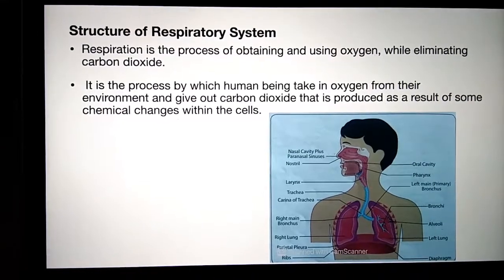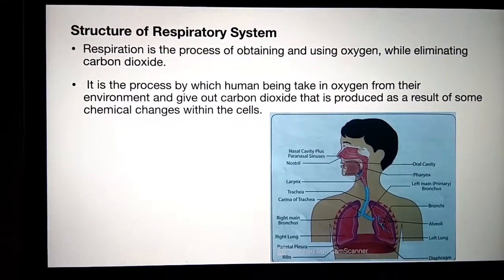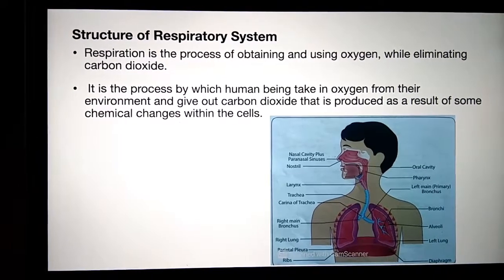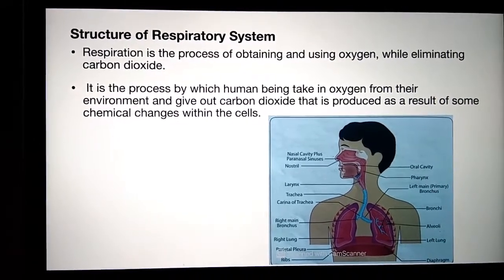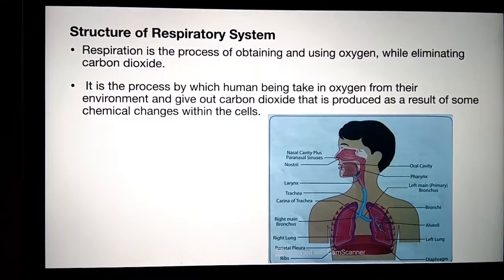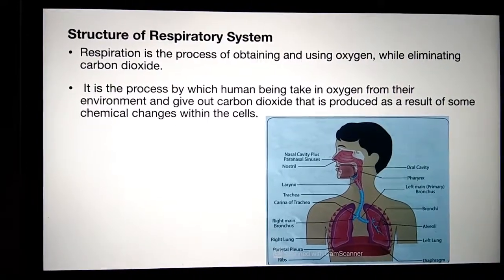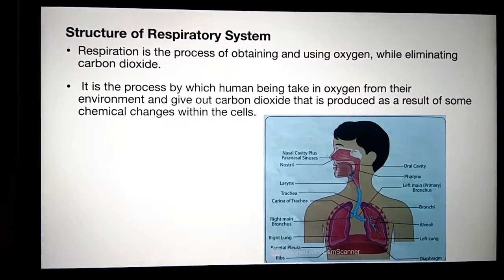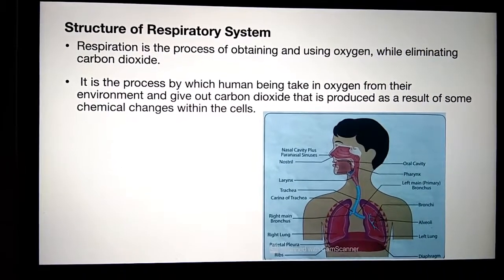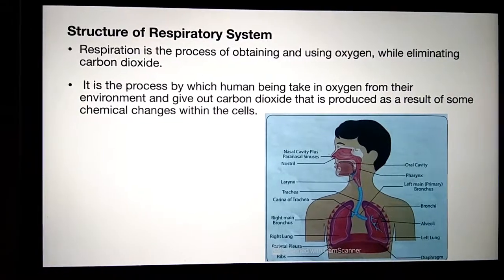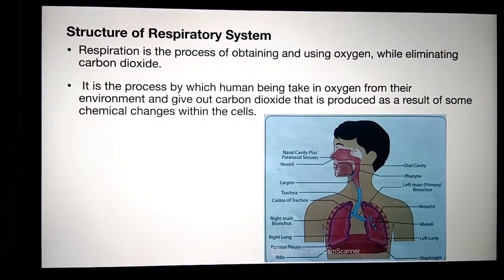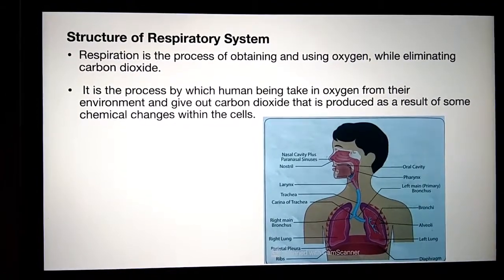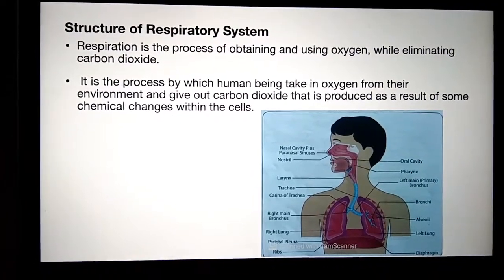Topic is structure of respiratory system. Respiration is the process of obtaining and using oxygen while eliminating carbon dioxide. It is the process by which human beings take in oxygen from their environment and give out carbon dioxide that is produced as a result of some chemical changes within the cells.